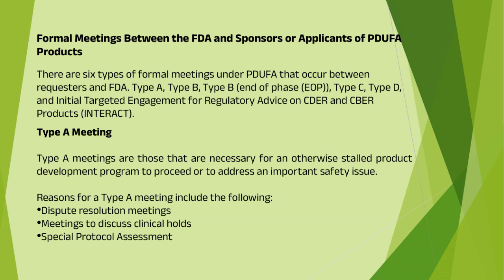Formal meetings between the FDA and sponsors or applicants of PDUFA products. There are 6 types of formal meetings under PDUFA that occur between requesters and FDA. Type A meeting. Type A meetings are those that are necessary for an otherwise stalled product development program to proceed or to address an important safety issue. Reasons for a Type A meeting include the following. Dispute resolution meetings. Meetings to discuss clinical holds, special protocol assessment.